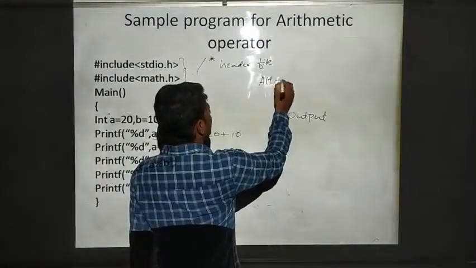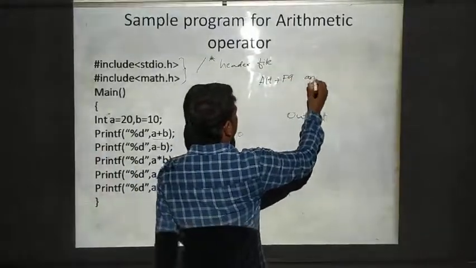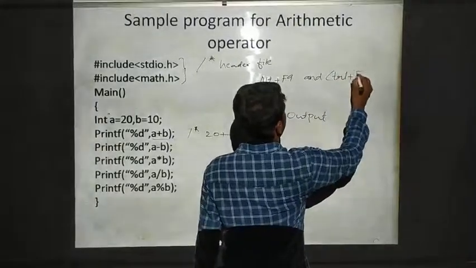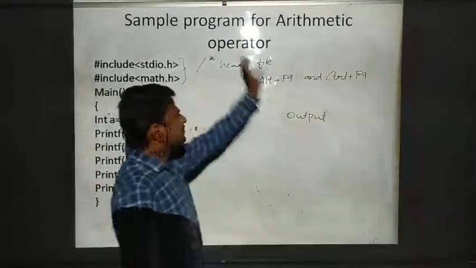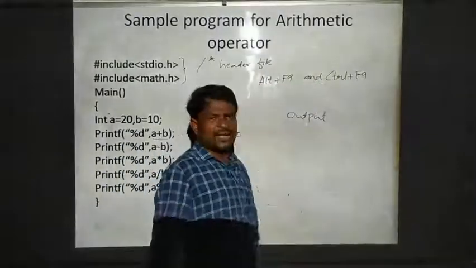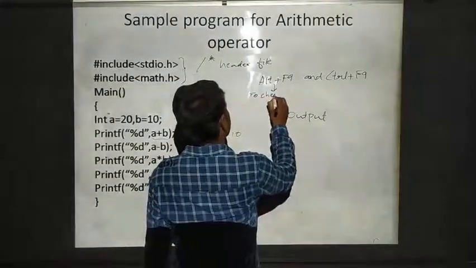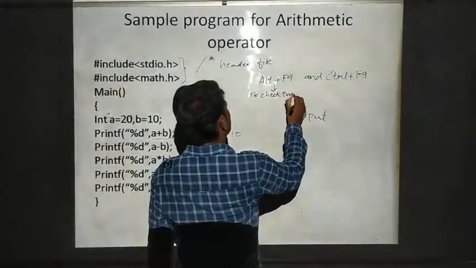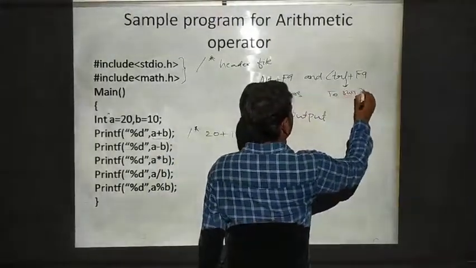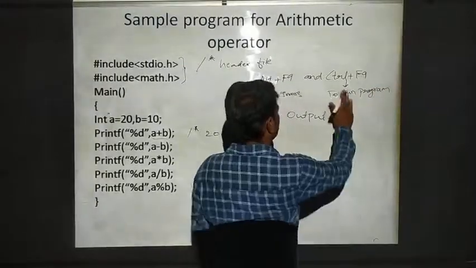Now when you write the program, how to execute it? First press Control Alt F9 and then Control plus F9. This is for compiling, and this is for executing. That means to check the errors and to run the program.